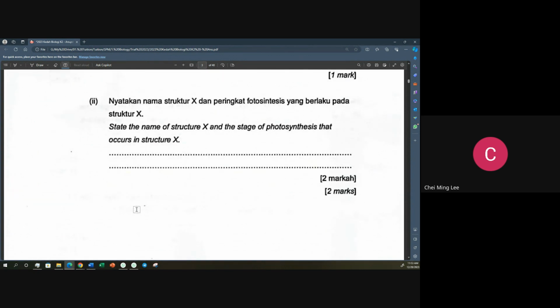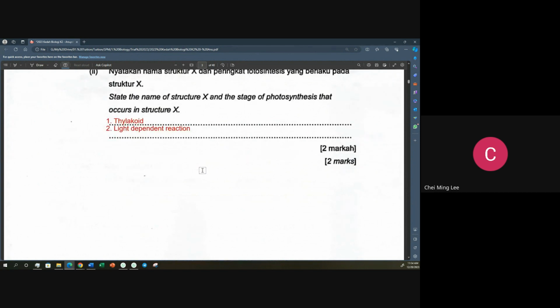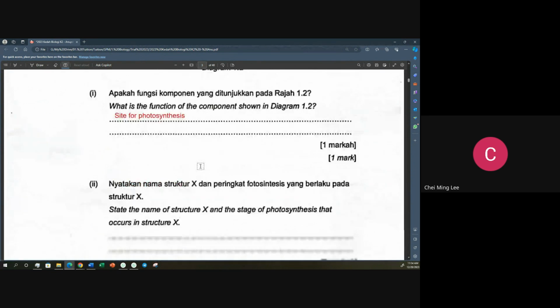State the name of the structure S and the stage of photosynthesis that occurs in structure X. This is called thylakoid, and the stage is the light dependent reactions. All right, so this is the first question.